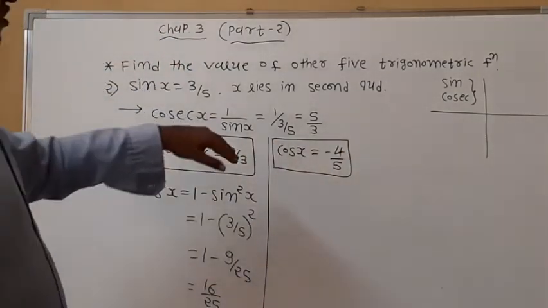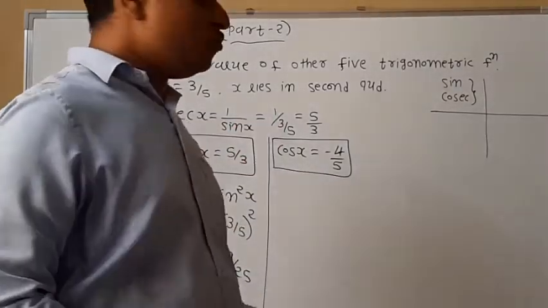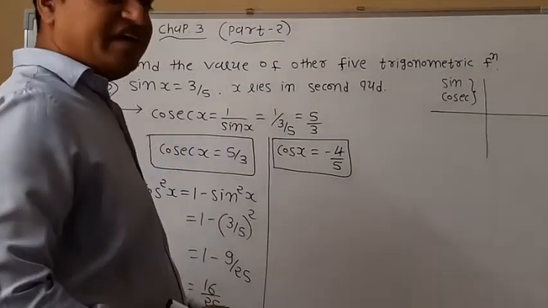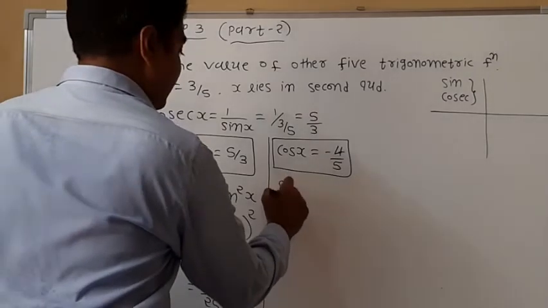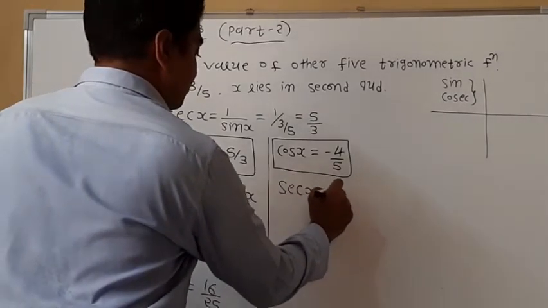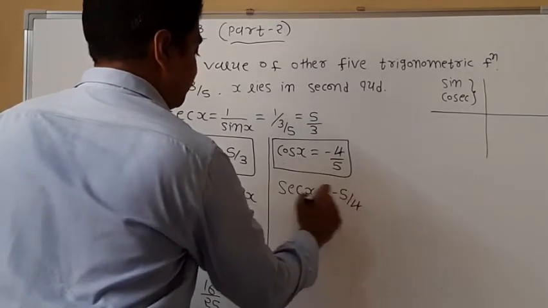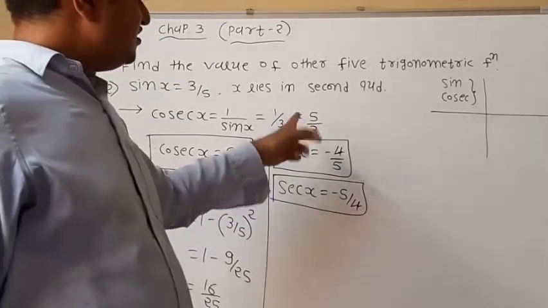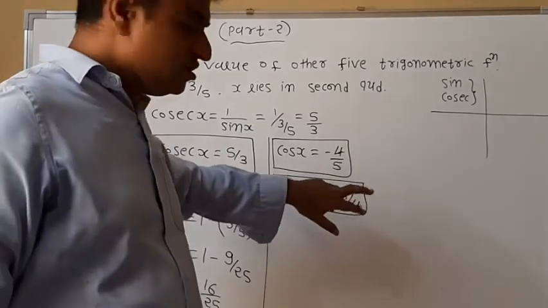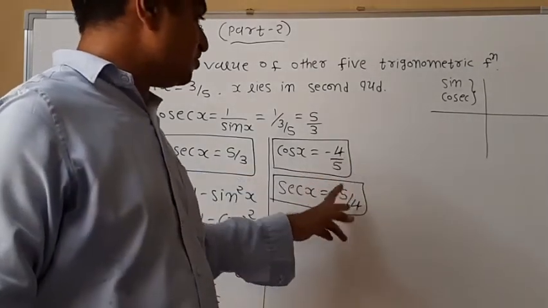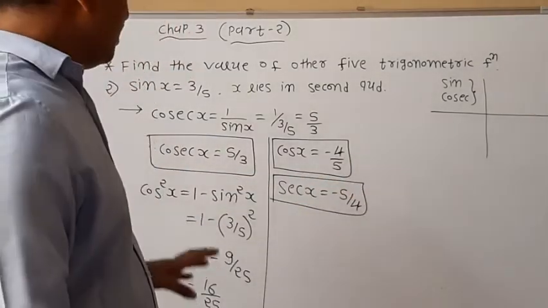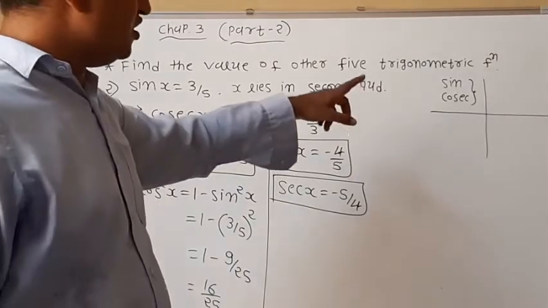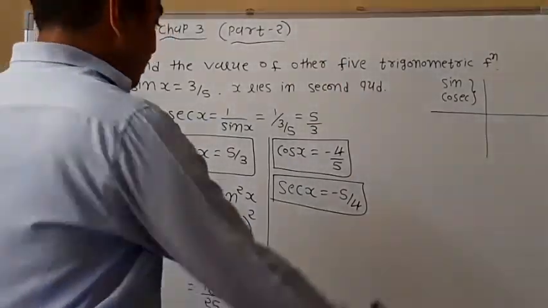Now using the same value, find out the value of sec x. So sec x is equal to minus 5 by 4. Right? Because we know that sec x is equal to 1 by cos x and this value is written in reverse order. So we get the value of sec x. Now after this, find out the value of tan and cot.